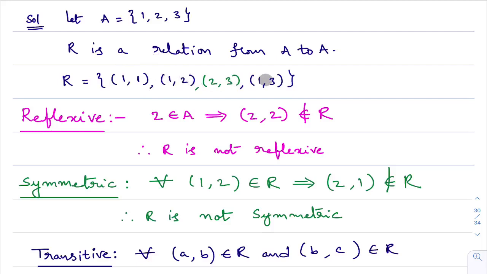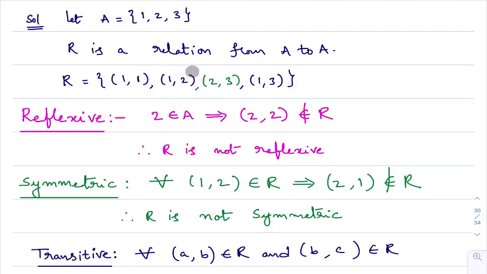Now you consider this and this. See, this one and this one. 1 comma 1, 1 comma 3. What you identified? They are in the form of A comma B, B comma C. 1 comma 1, 1 comma 3. What is A comma C? A comma C is 1 comma 3. In this relation, is ordered pair 1 comma 3 there? Yes, here it is there. Okay, so I verified with this ordered pair.